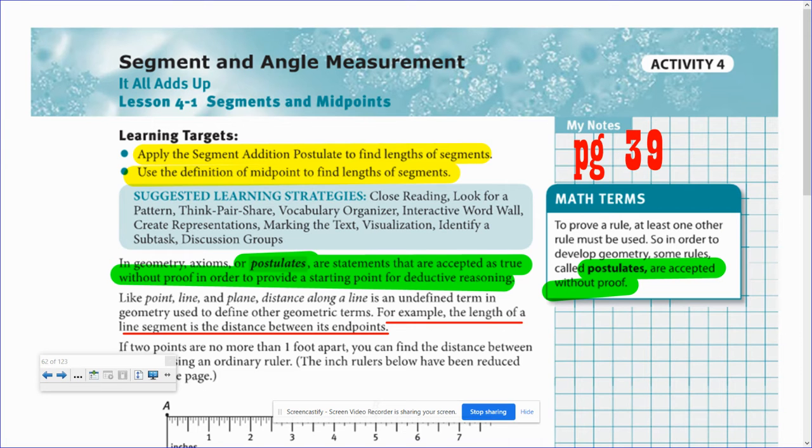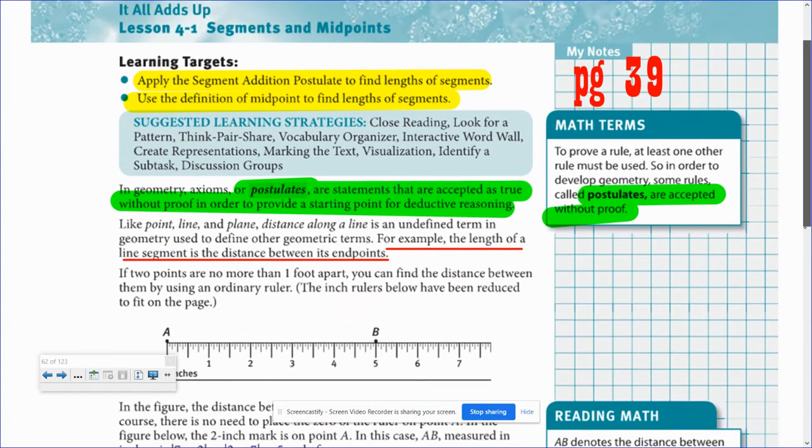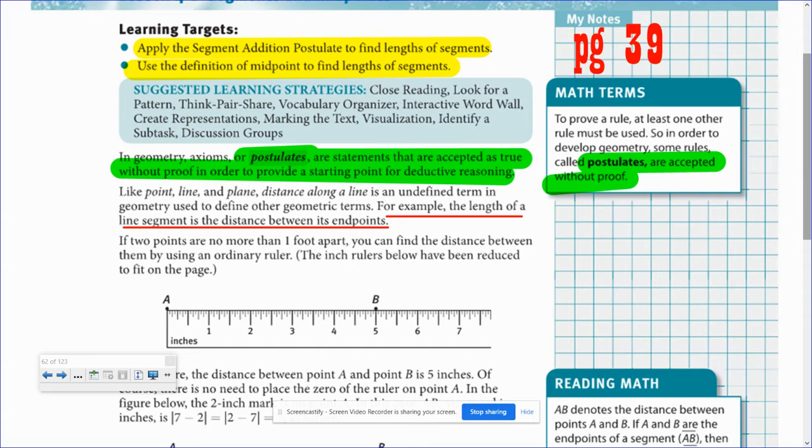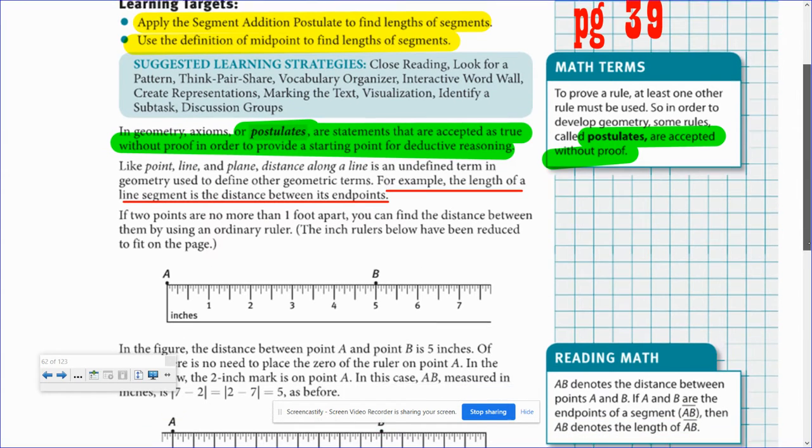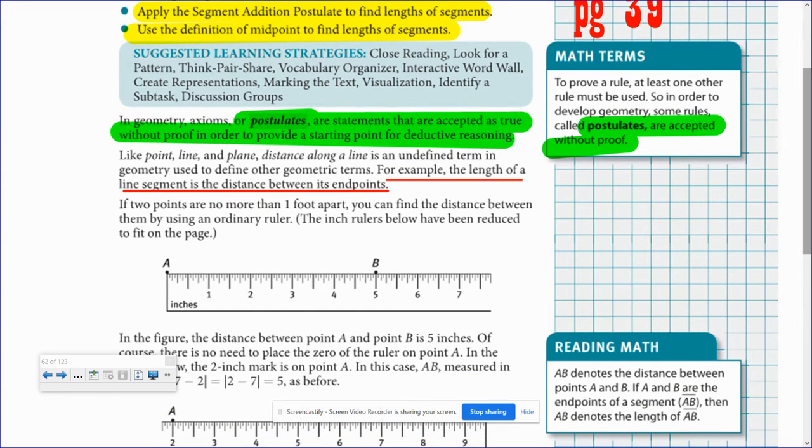Okay, so we're going to start by talking about postulates. In geometry, a postulate is a statement that is accepted as true without a proof. So for example, here, the length of a line segment is the distance between the two endpoints. We don't have to prove that statement, it's just something that we always accept as true without a big long proof when we start our deductive reasoning, or making proofs.